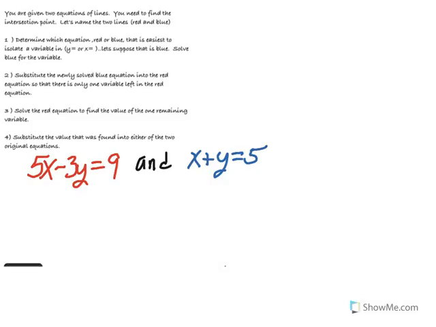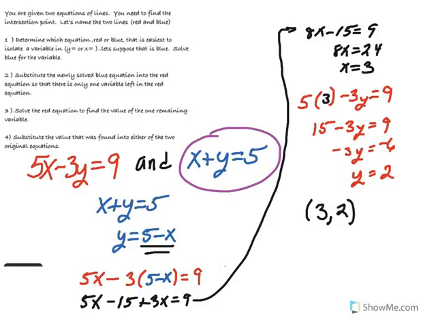Now your turn. Here's two equations, a red one and a blue one. Find the intersection point using the guidelines above. Please pause the video and work out the problem. When you're done, look at the solution. Here's one way of doing the problem.